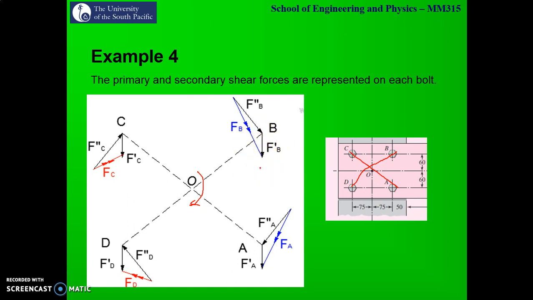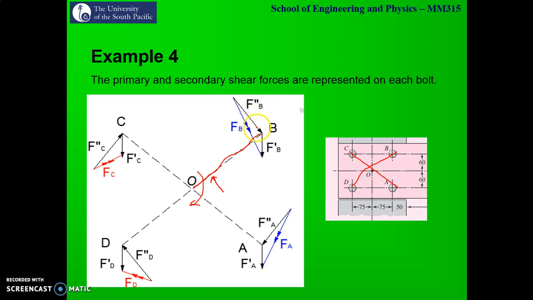The next thing is, I will represent my secondary shear. The manner in which I represent my secondary shear is very simple. If this is my lever arm from O to B, moment is force times perpendicular distance. You know that your moment about point O is in the clockwise direction. So on this lever arm, I have to represent a force which is going to cause a clockwise moment. If I apply a force in this direction, the moment about this lever arm is going to be counterclockwise. So that's wrong. That's why my secondary shear at B is in this direction.